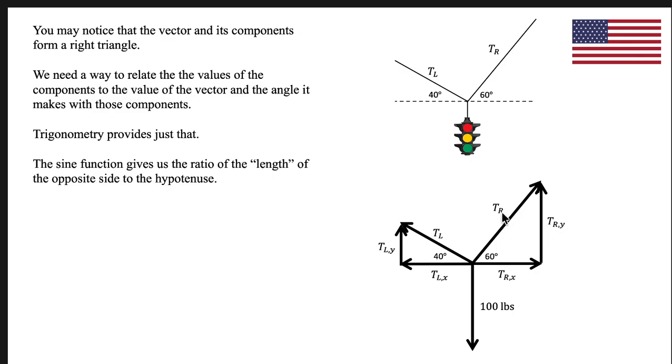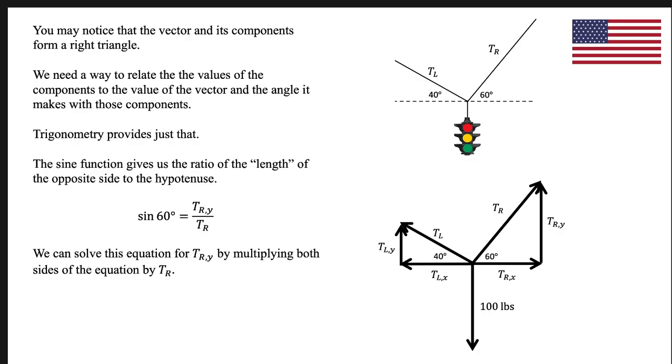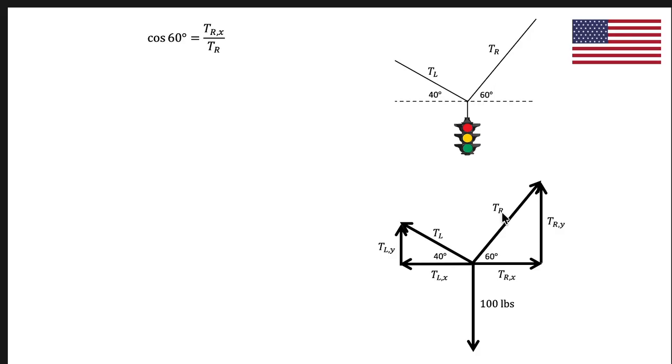TRY divided by TR is the definition of sine. So sine 60 is the opposite over the hypotenuse. We can solve this for TRY by multiplying both sides by TR, and we have this expression. The vertical component is related to the magnitude of that vector, the hypotenuse, times sine 60. And we can do the same thing for the other components.